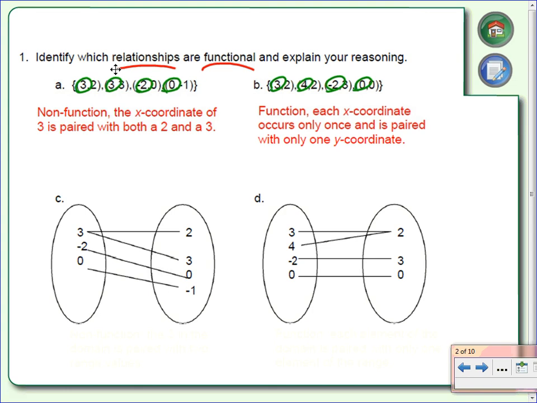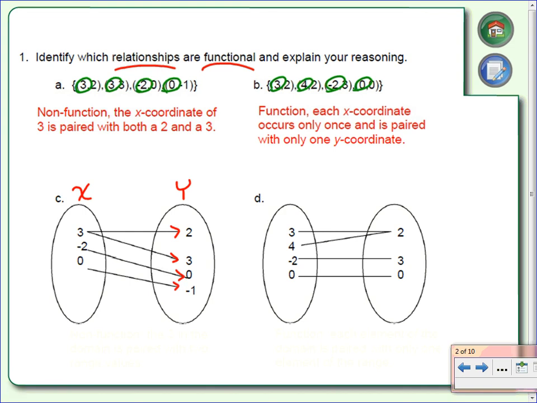C and D are also ordered pairs. They're just written a little bit different. C and D are what we call mappings. And in a mapping, you'll notice that there's 2 circles. The first circle is where we keep all of the x's. The second circle is where we keep all of the y's. And you'll notice that coming out of each of these x values are some lines. They're pointing to some specific numbers here.